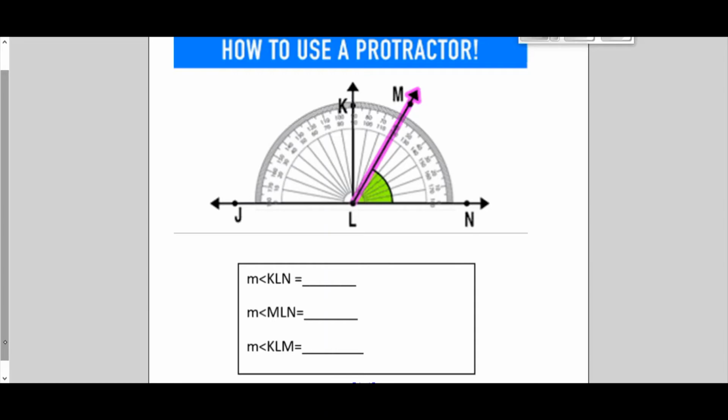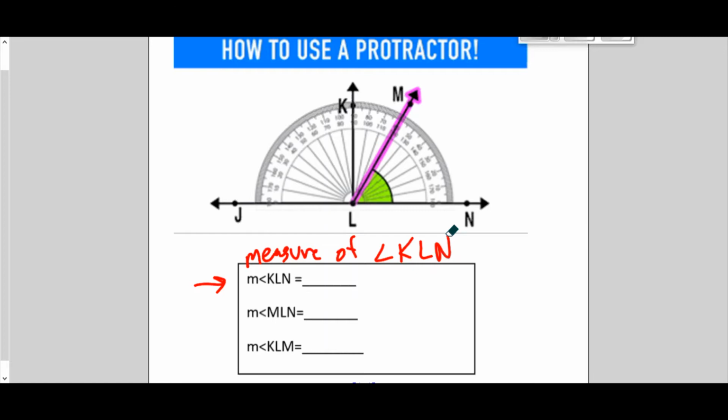So the way we notate this, if you look at the box down here, and you don't have to sketch this, just sort of follow along as I'm working through this one. So what this says is they want the measure of angle KLN. So that's what this notation means. It means measure of angle KLN. So the protractor will allow us to find the measure of this angle.